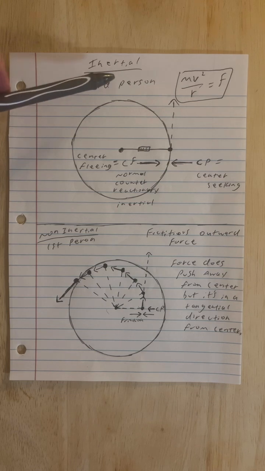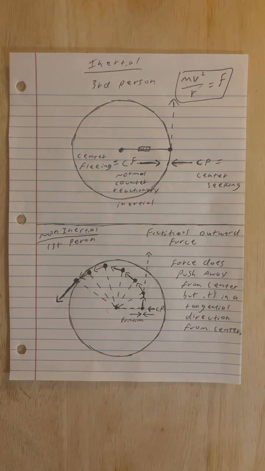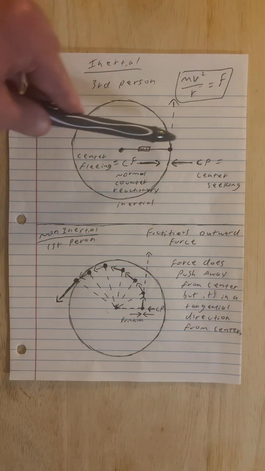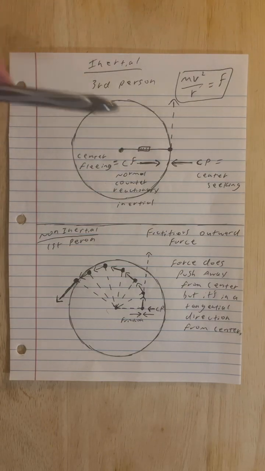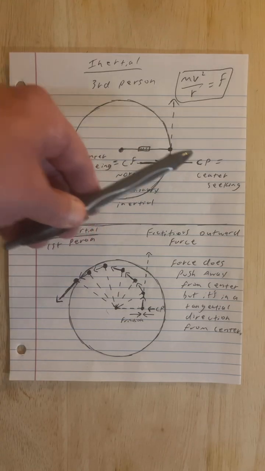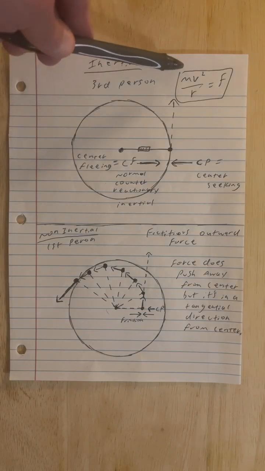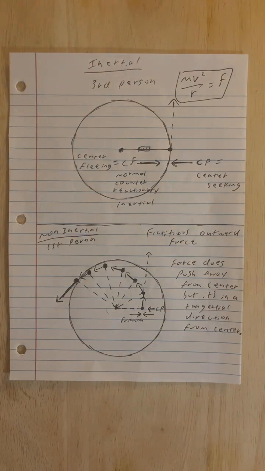If you're dealing with a third-person view, then centrifugal force or centripetal force can be measured as mv squared over r. And since you always have to have two forces oppose each other to get a reading on a scale, centrifugal force will be equal to centripetal force. So this equation can be called either the centrifugal force equation or the centripetal force equation.